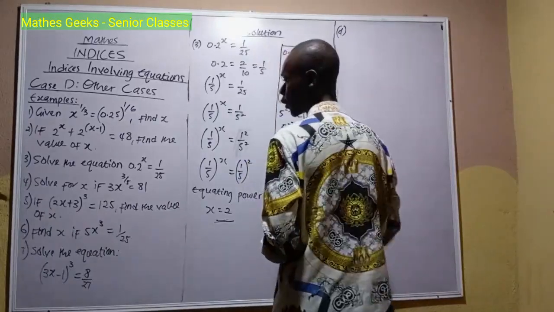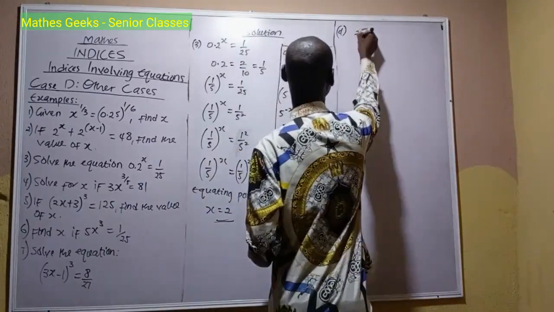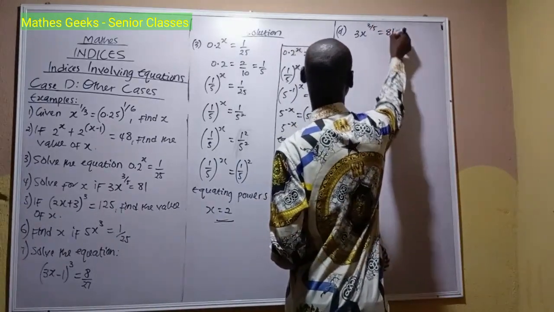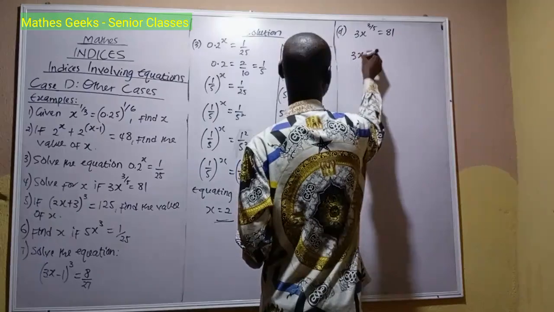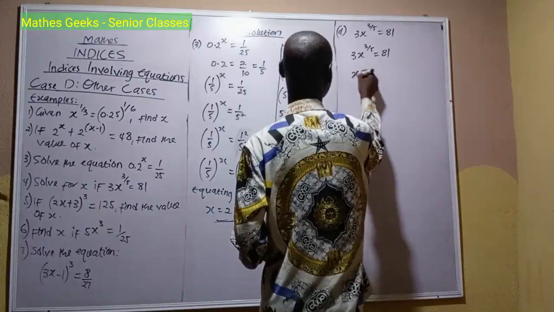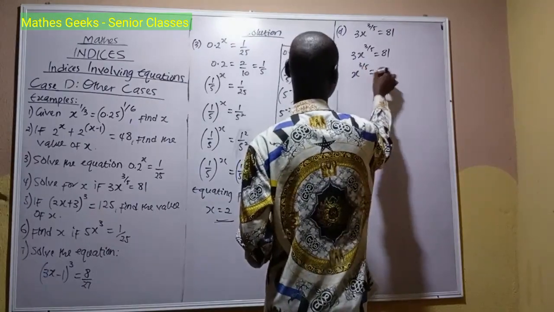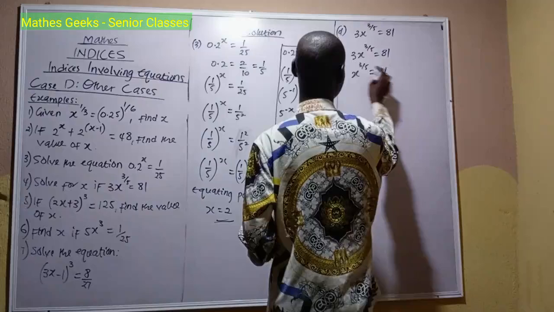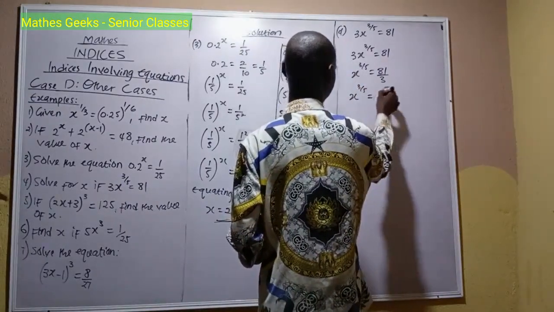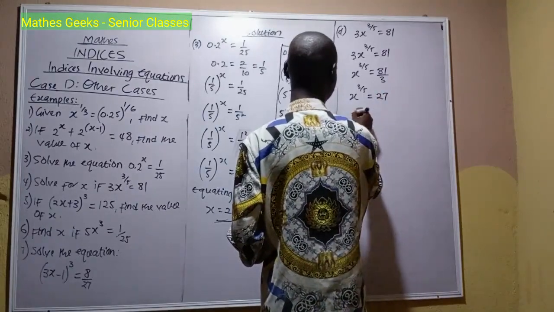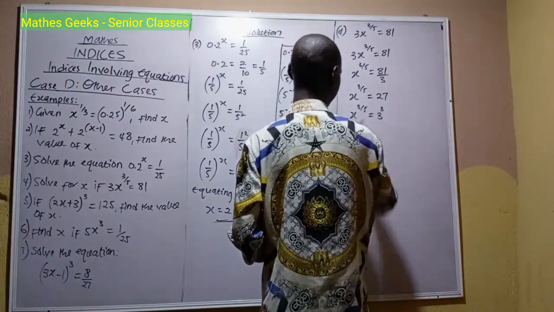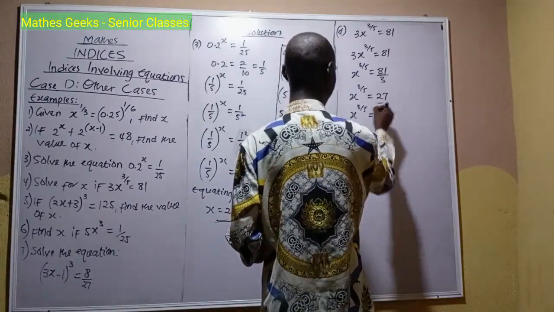Number 4, solve for x if 3x raised to 3 over 5 is equal to 81. So 3x to the 3 over 5 is equal to 81. So x raised to 3 over 5 is equal to 81 divided by 3. Divide both sides by 3. So x to the 3 over 5 is equal to 27. x to the 3 over 5 is equal to 3 raised to the power 3.